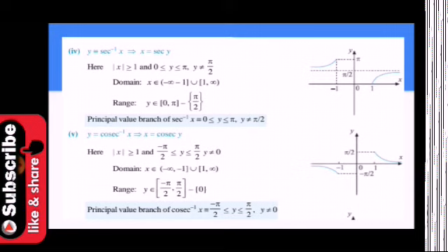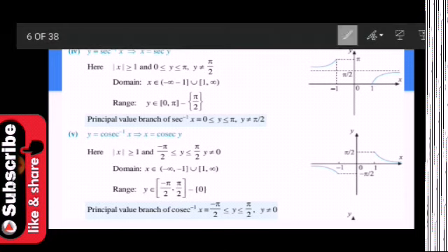So now y is equal to cosec inverse x. In the sec inverse x case, this function is increasing in nature. As the value of x increases, y also increases. But if you say cosec inverse x, once again the function is decreasing in nature.